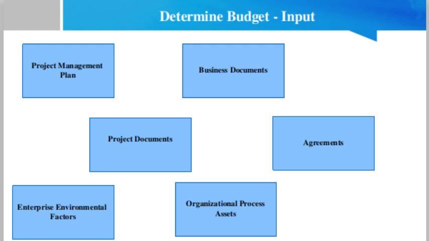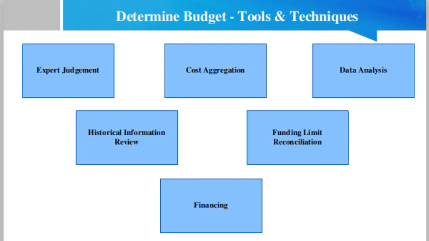Okay, now we can talk about the tools and techniques. So friend, these are the tools and techniques for Determine Budget. Expert judgment should be considered from individuals or groups with specialized knowledge or training in the following topics: previous similar projects, information in the industry, discipline and application area, financial principles and funding requirements. Cost aggregation. Cost estimates are aggregated by work packages in accordance with the WBS.